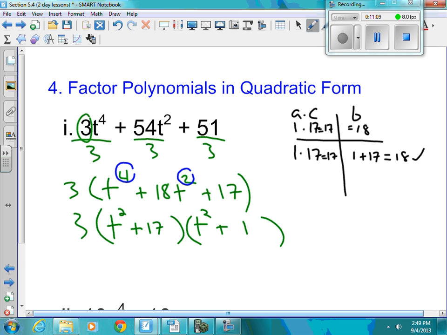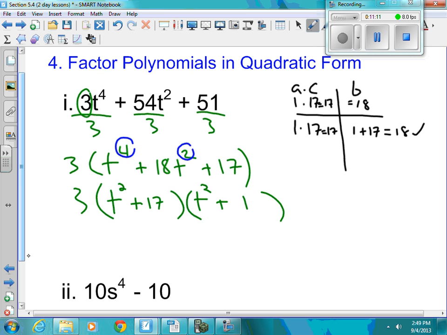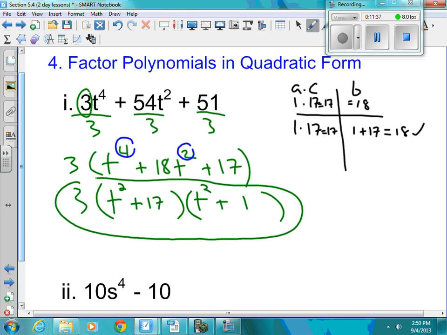And so now we have factored it into 2 binomials. The only thing left, and sometimes this happens, is you look for a difference of squares pattern, or some difference of cubes pattern if that's the case. In this case, these are quadratics, they're squared binomials, t squared and t squared. We look for a difference of perfect squares. The only one that has a chance is this t squared and 1, but it's a positive sign, so it's not a difference of squares. So here is the complete factored form of 3t to the 4th plus 54t squared plus 51.